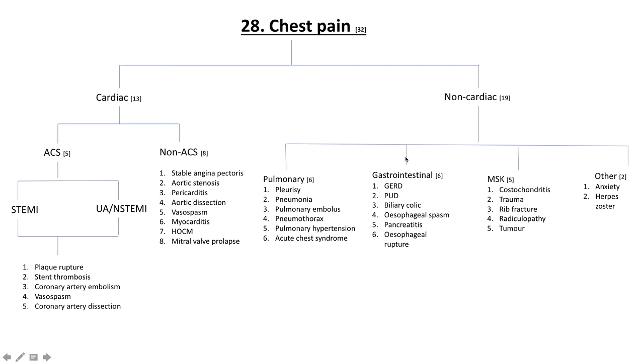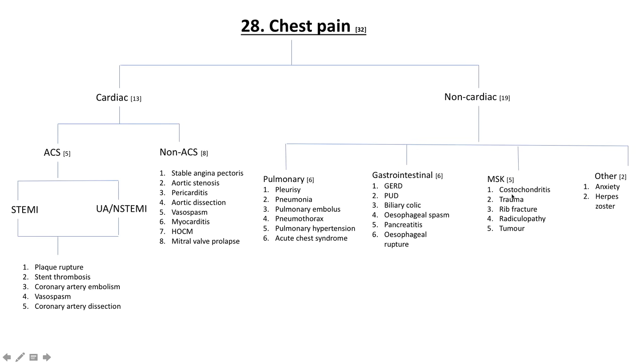Gastrointestinal causes, think about it in terms of the esophagus, the stomach, the bowel, the liver, pancreas, and so forth. So gastroesophageal reflux disease, peptic ulcer disease affecting the stomach, esophageal spasm, esophageal rupture affecting the esophagus, and affecting the liver and the biliary system, we think about biliary colic, and usually this is in association with eating fatty foods, right? And pancreatitis, right?